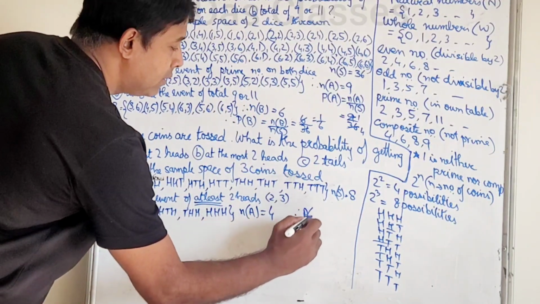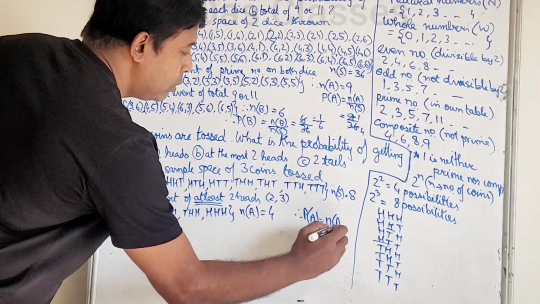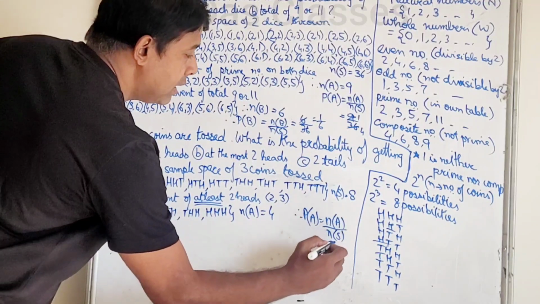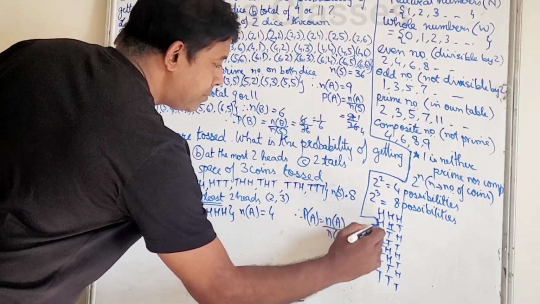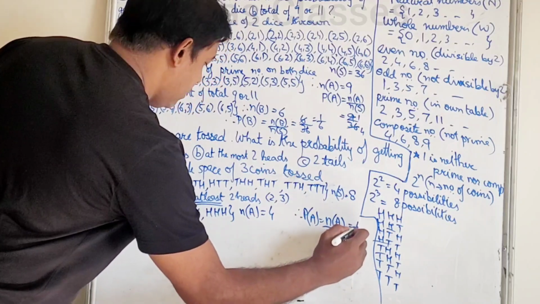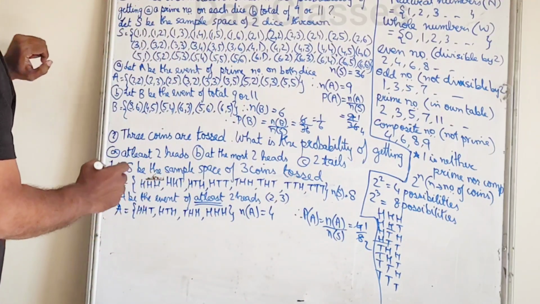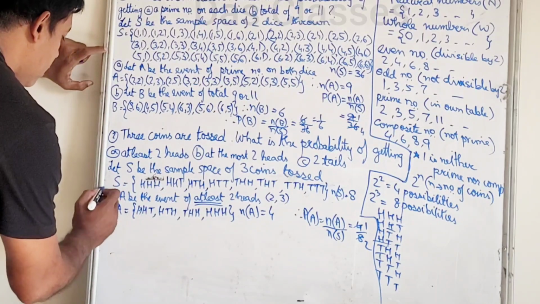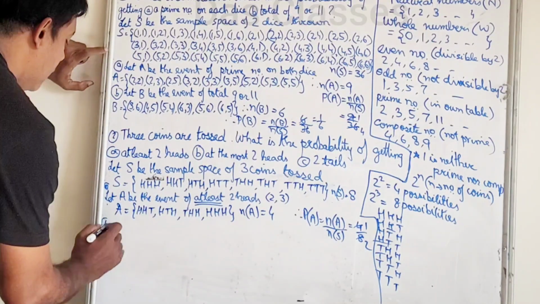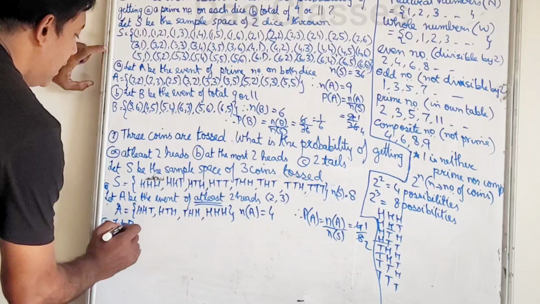Therefore, probability is going to be Na upon Ns, that is 4 upon 8, that is 1 upon 2. So that's going to be the first answer. The second one, you can denote it with any letter and continue.